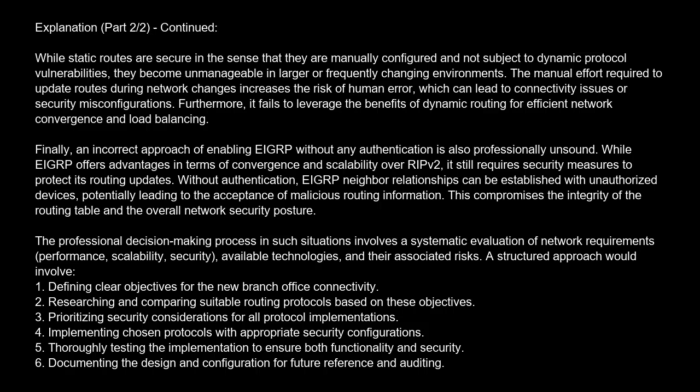The professional decision-making process in such situations involves a systematic evaluation of network requirements, performance, scalability, security, available technologies, and their associated risks. A structured approach would involve: 1. Defining clear objectives for the new branch office connectivity. 2. Researching and comparing suitable routing protocols based on these objectives. 3. Prioritizing security considerations for all protocol implementations. 4. Implementing chosen protocols with appropriate security configurations. 5. Thoroughly testing the implementation to ensure both functionality and security. 6. Documenting the design and configuration for future reference and auditing.